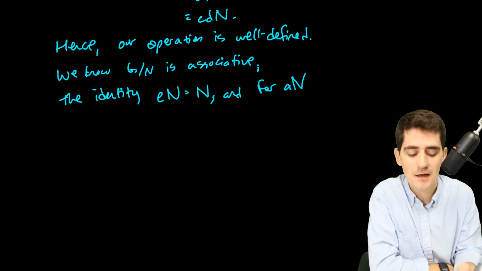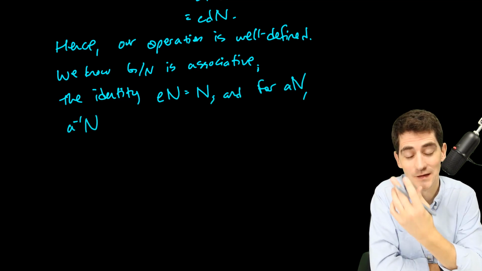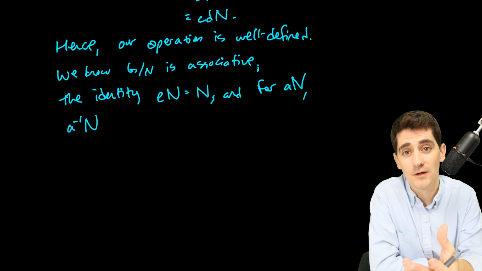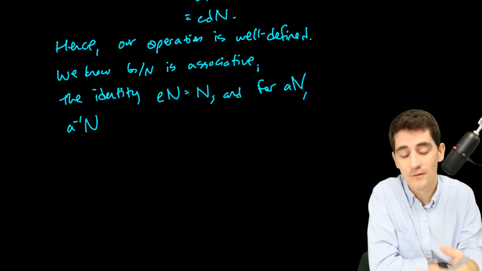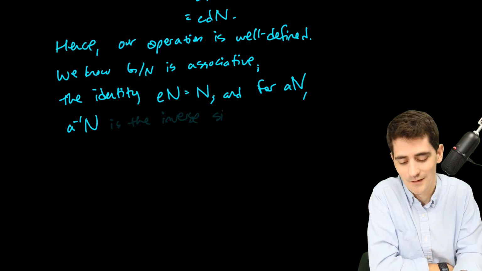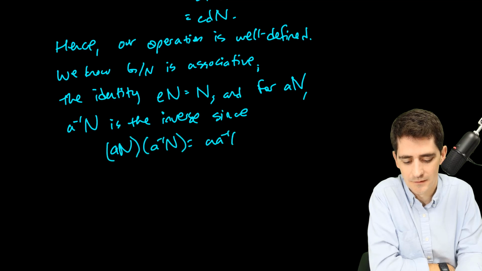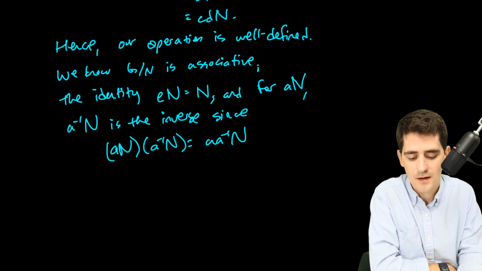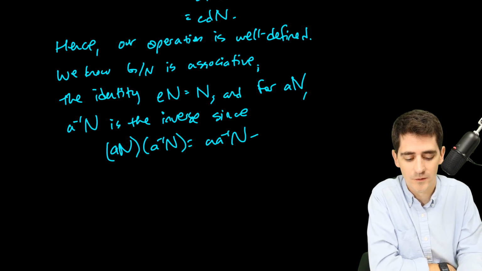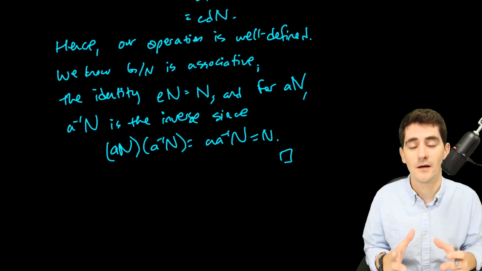And for coset aN, whatever your inverse element of a is, a inverse N is aN's inverse. And that's because we're just borrowing the operation here. aN times a inverse N is going to be a inverse N, which is just your identity element. So there we have it. We do indeed have a group.